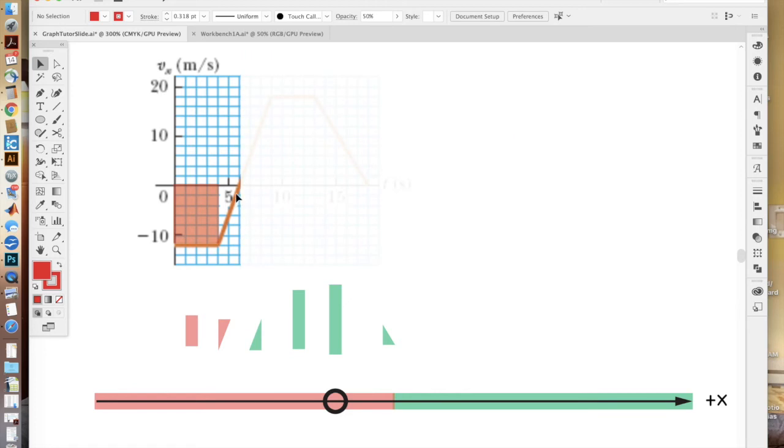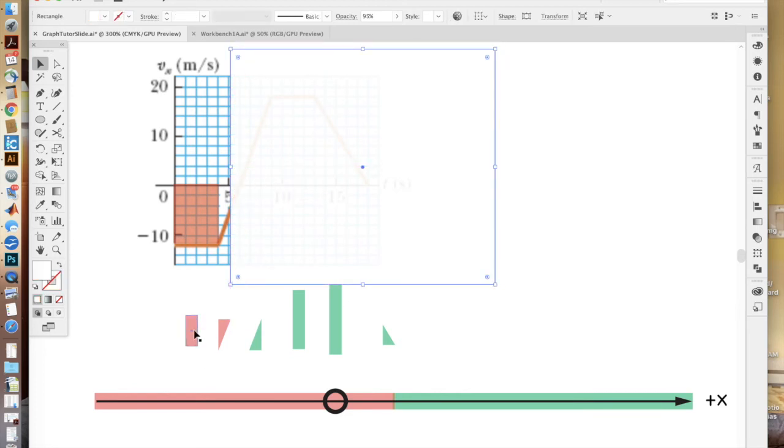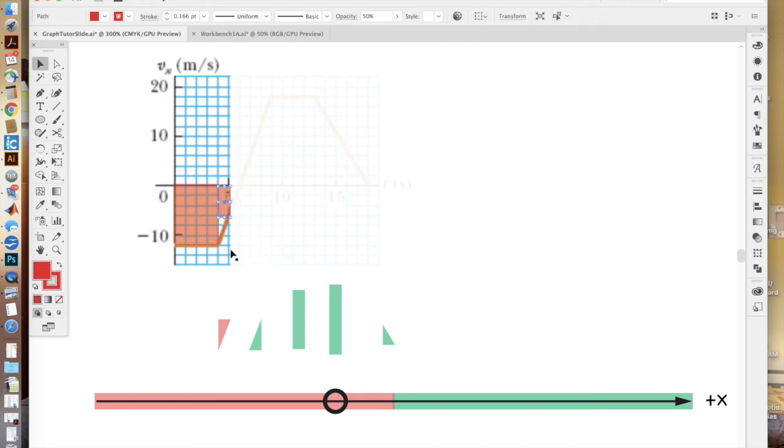That will work for time 6, but at time 5, we don't have a full, complete triangle like that. What we have is some weird thing where it's really kind of a rectangle up to here, and then on top of that, we have a little triangle. So we would add the area of this rectangle, which is straightforward, and then we'd add the area of this rectangle divided by 2, because that gives you that triangle.